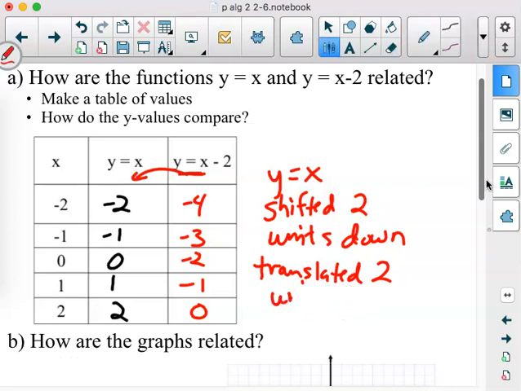Spelling issues. There we go. Hand and brain working together. That's how it should be. So, translated 2 units down. Now, how are those graphs related?